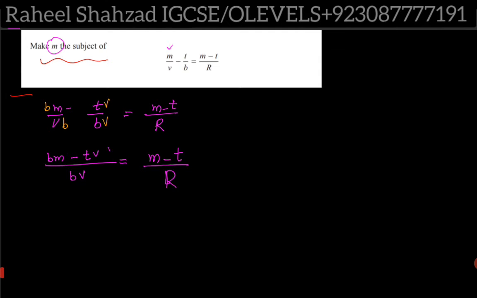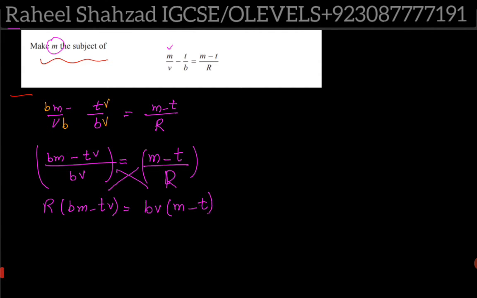Okay, so now we are going to cross multiply it. So it's r times bm minus tv is equal to bv times m minus t. Now we are going to multiply r inside the brackets and bv inside these brackets. So it is rbm minus rtv is equal to mbv minus tbv. Got it? Now see, we need to make m the subject, so m is coming in this term and in this term, so we need to rearrange it.